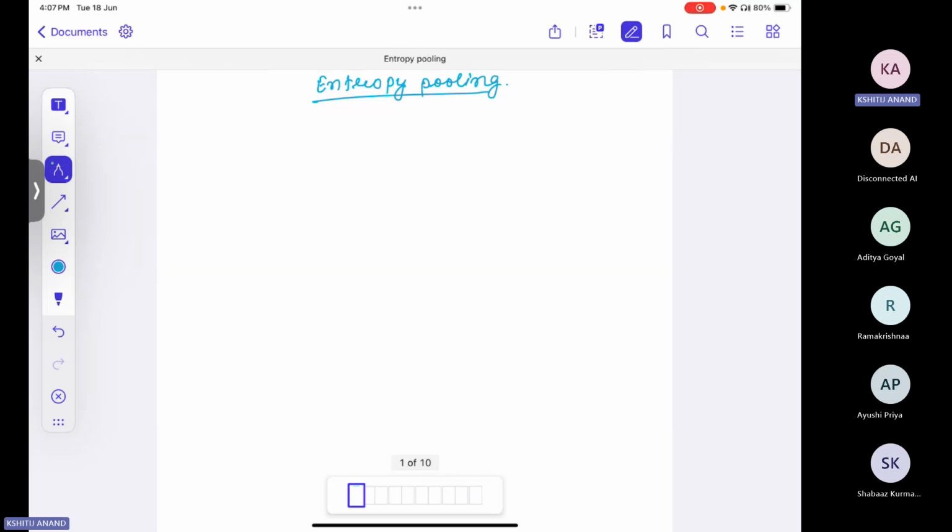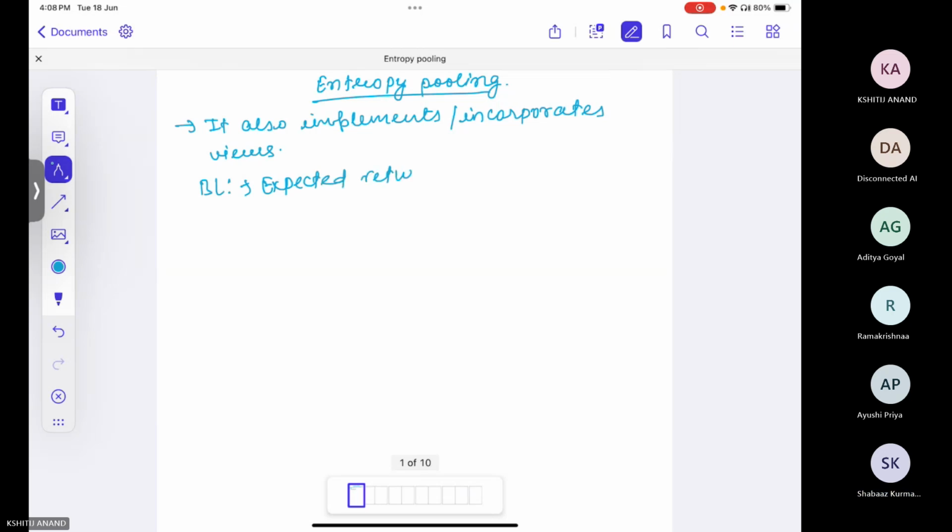Similar in what way? Basically, it also incorporates views. Like Black-Litterman, it also incorporates views. Now in Black-Litterman, you are having the views on expected return, right? But in entropy pooling, you can have your views on anything, basically mean of return.